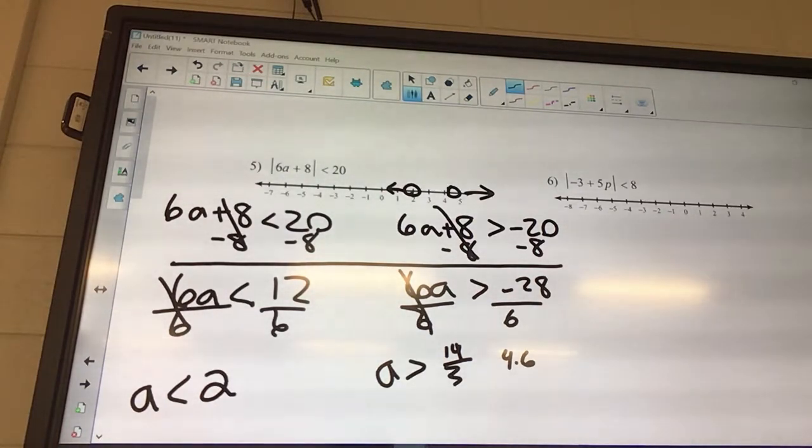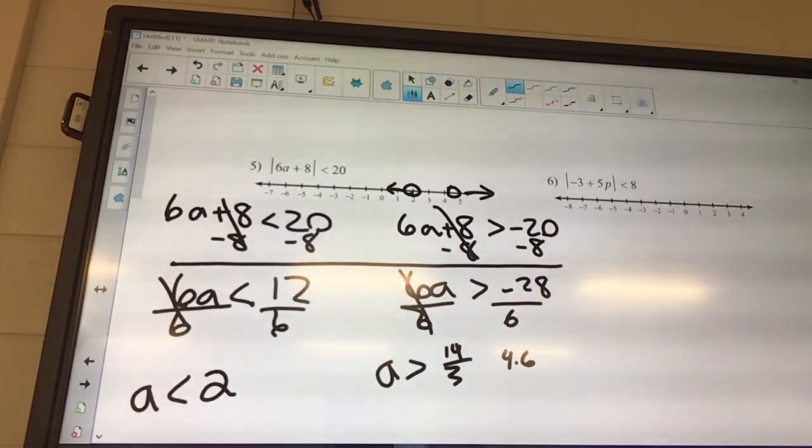Okay, so what if it's a negative at the bottom when you divide? Then you're going to flip it again. Remember, because we got to flip our sign when it's a negative.